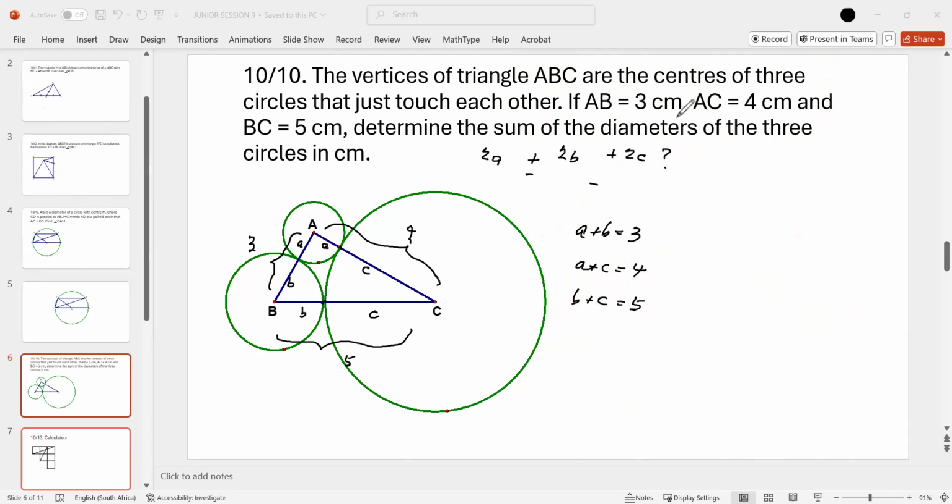So the sides are 3, 4, and 5. Now we want 2A, 2B, 2C. This bit of examination will tell you that I've got two A's here, two B's here, two C's here. So if I add all these things up, I'm going to get 2A plus 2B plus 2C. And that on the right-hand side is 12. And that answers the question.